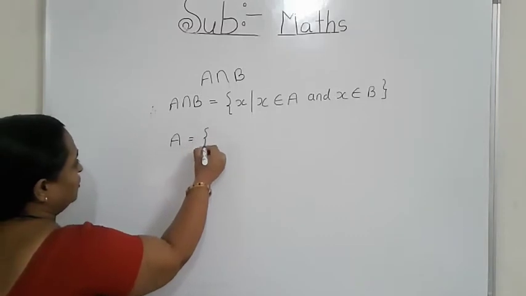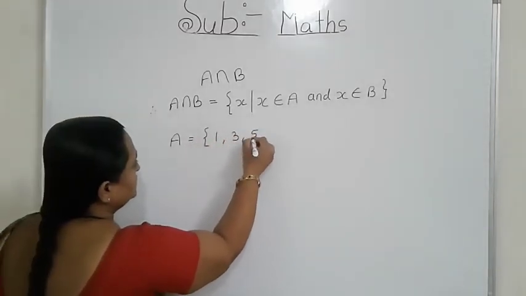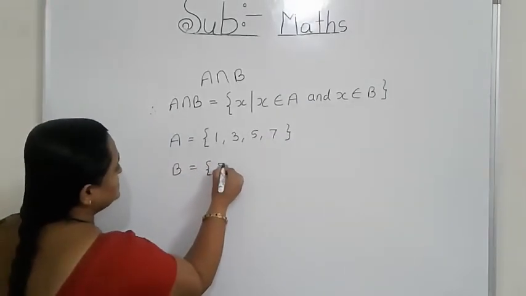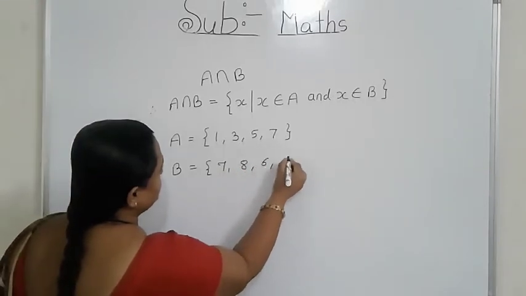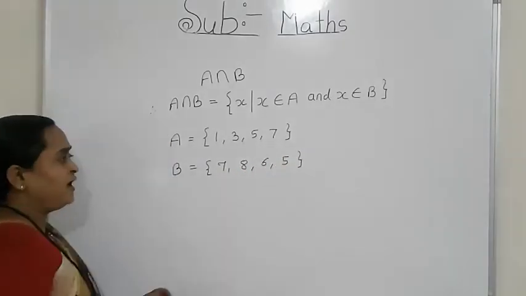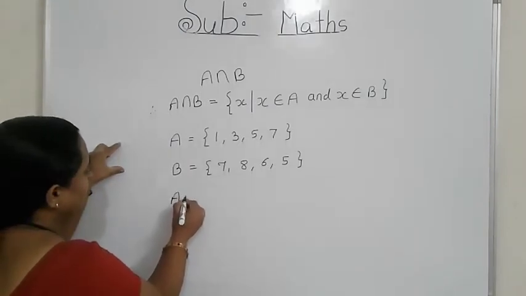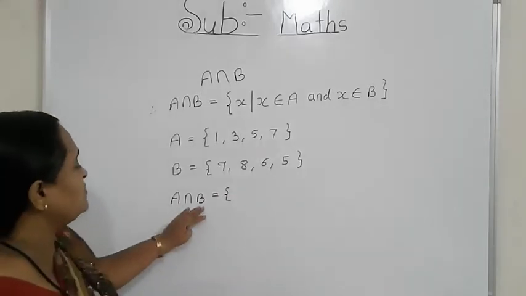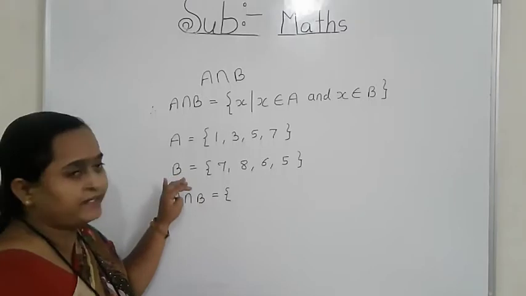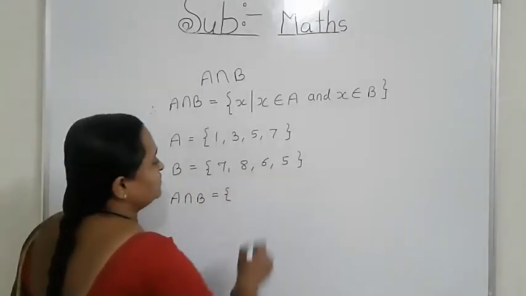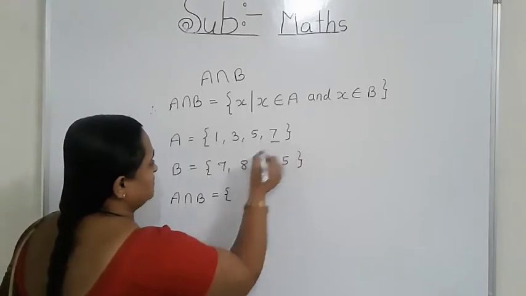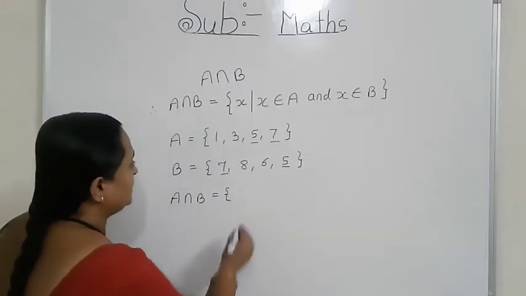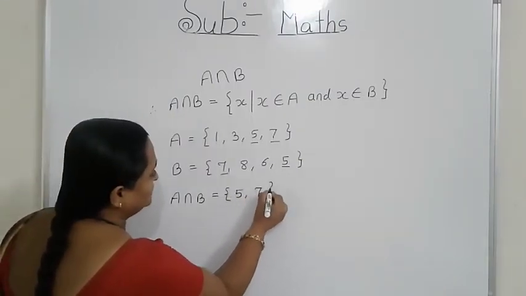Now one example we can take. A is the set of 1, 3, 5, 7. B is the set of 7, 8, 6, 5. Now we have to find intersection. Then A intersection B is equal to. Now A intersection B means we have to take all common elements of set A and set B. Now first we will underline which are common elements. Now see 7, 7. After that 5, 5. Means A intersection B is the set of 5 and 7.